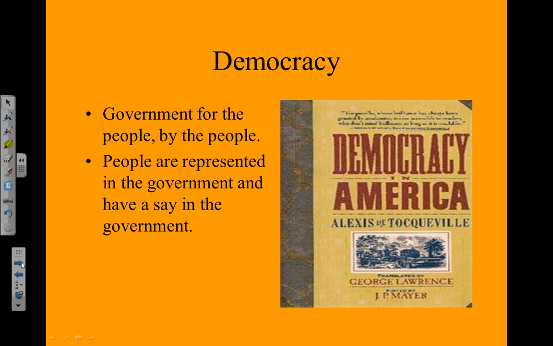Democracy. Again, we have used this before, democracy, the word. We may or may not use it in this unit, but people are represented in the government and have a say in the government. Our say is through voting. Okay, democracy.